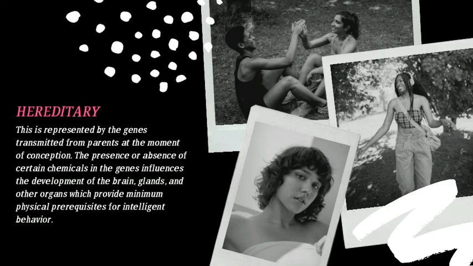Hereditary. This is represented by the genes transmitted from parents at the moment of conception. The presence or absence of certain chemicals in the genes influences the development of the brain, glands, and other organs, which provide minimum physical prerequisites for intelligent behavior. We inherit from our parents things we need for growth and development, physical as well as our mental ability, that makes people differ in intellectual abilities.